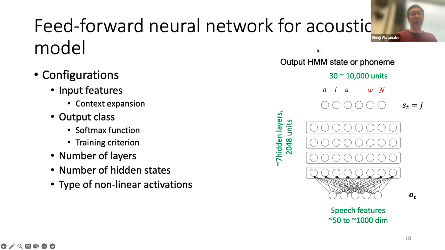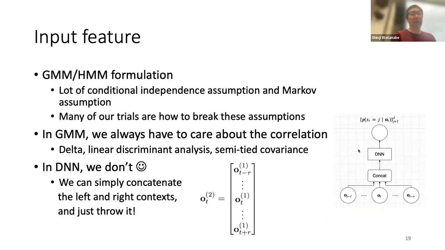Now I will discuss in more detail what the input feature is and what the intermediate representation is in a deep neural network. First, the input feature. Yes, we use MFCC or log Mel filter bank, but there is actually a big change. We usually concatenate several frames so that the input becomes richer, with more context information.